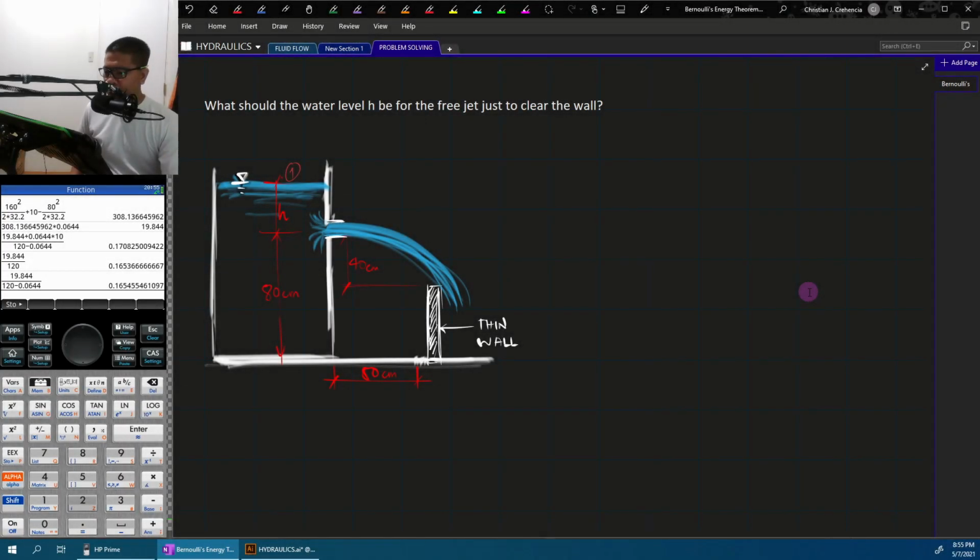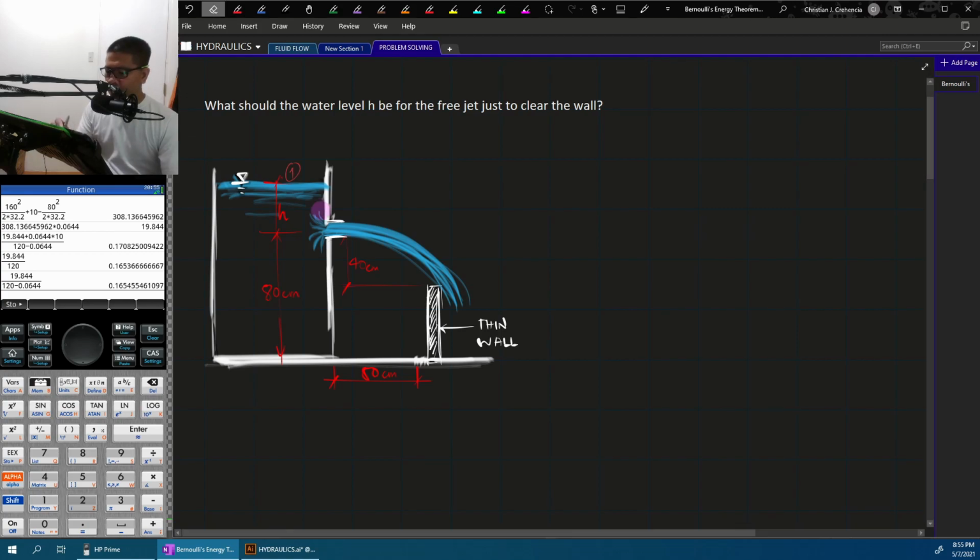Okay, so for our first example, the situation is, we have a wall here and the goal is that this jet of water, or the discharge of water, will clear the wall. So, it will go past the wall. And the velocity coming out here will be dependent on the height.